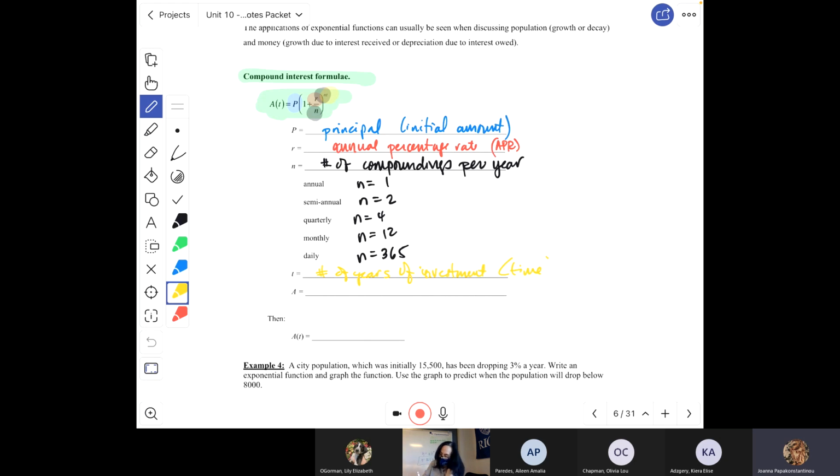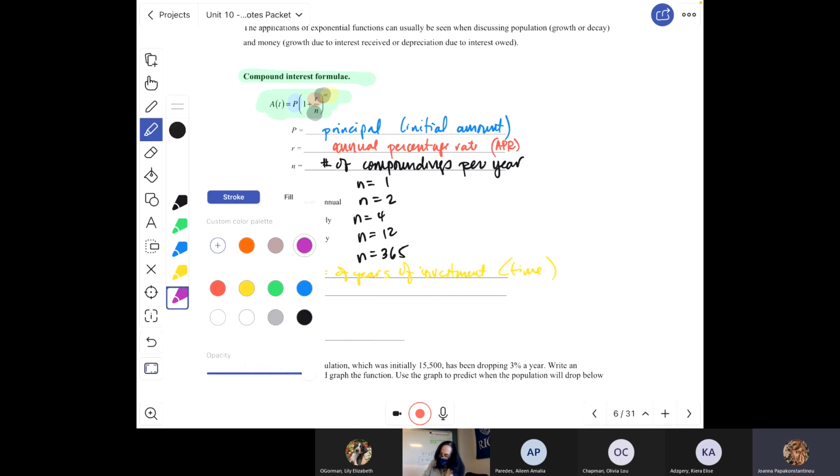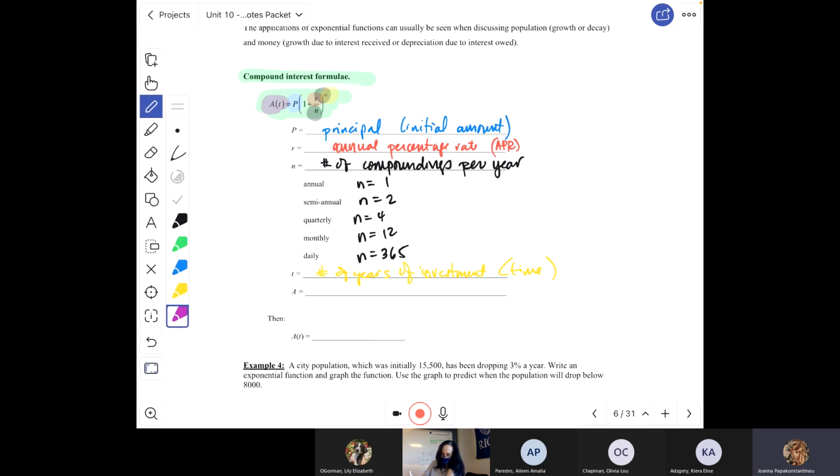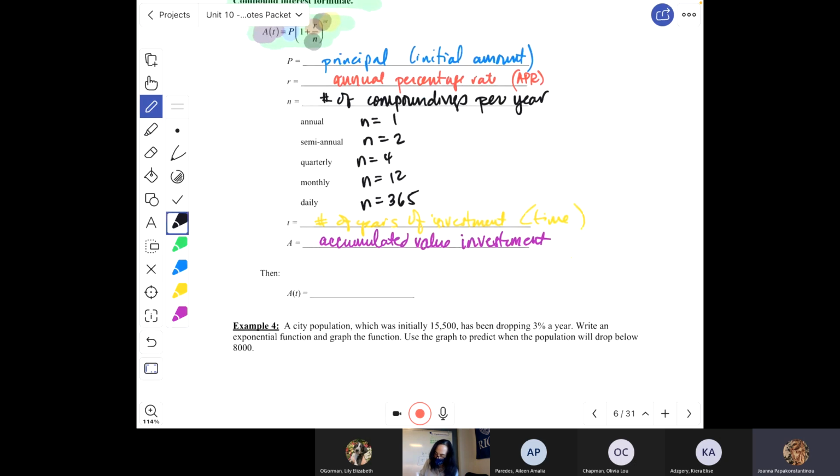And that output A, the output A is the amount that you end up with. So that's the accumulated value of the interest after a certain number of years of investment, compounding a certain number of times per year at a certain rate. So for annually, if it's compounded annually, let's look at that formula and what it would be. It would be P times 1 plus R, N is 1, to the T. So that's for annual.